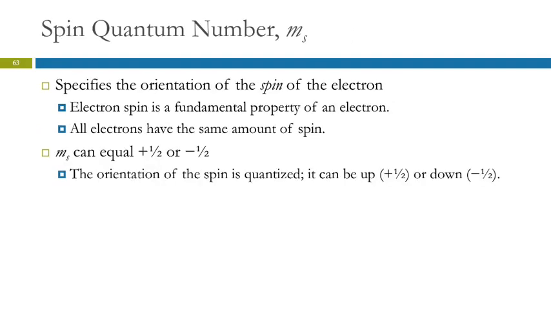The spin quantum number specifies the orientation of the spin of the electron. So electron spin is a fundamental property of the electron. All electrons have the same amount of spin, but some are positive and some are negative. So it is not the electron spinning like a top. But it's easier to think of it that way, and it doesn't do any harm.